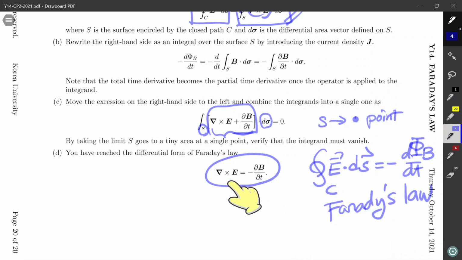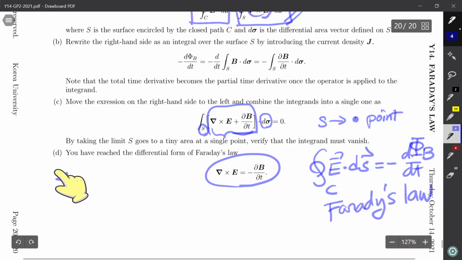We are almost there. We have charge density over epsilon 0. Divergence of the magnetic field vanishes because there is no magnetic monopole.